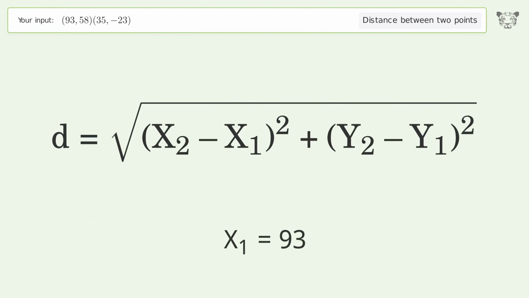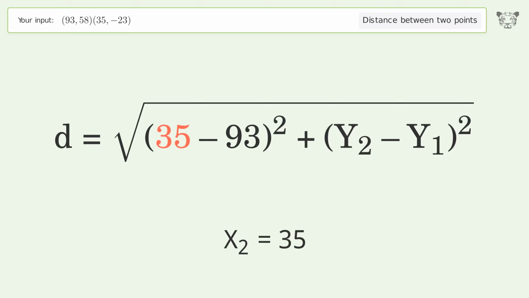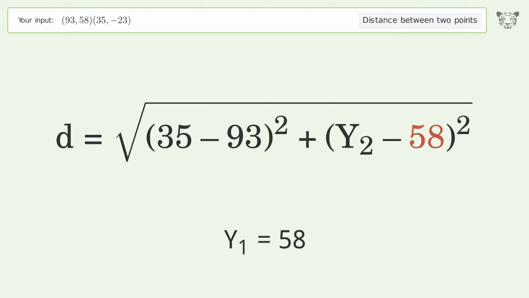x1 equals 93. x2 equals 35. y1 equals 58. y2 equals -23.